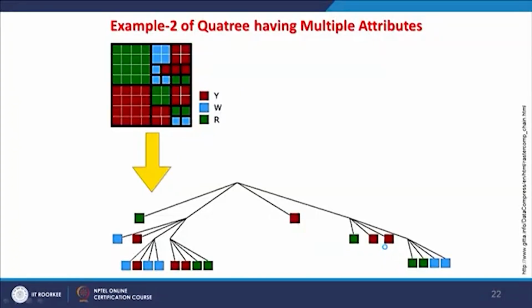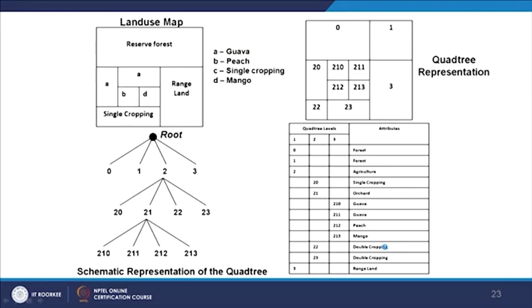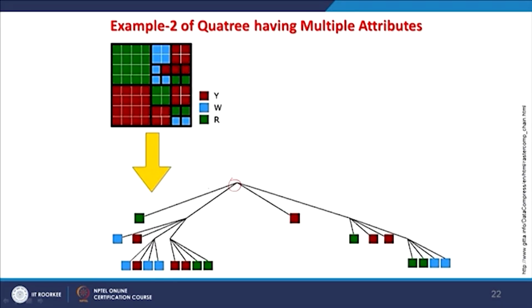Now, an example of the quad tree having multiple attributes I have already given. More complicated things can be done, and here again the original image is divided into 4 quadrants, 1, 2, 3, 4, and then here no further divisions are required, like this is 2, this is 0, this is 1, this is 2, and this is 3. So for 2 no further divisions are required, for 0 no further divisions are required, but for 1 divisions are required, and for 3 divisions are required till you reach the unit level.